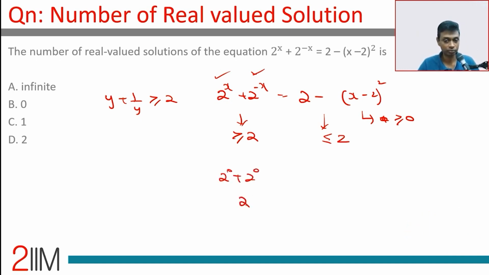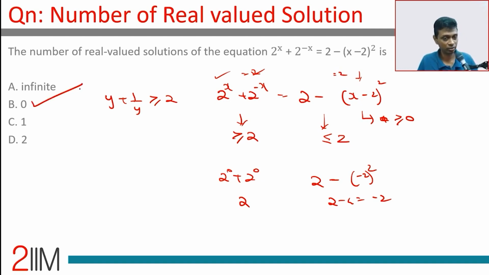This is 2. But if you put x equal to 2 here, we get 2 minus, x equal to 0 here. 2 minus 2 square. 2 minus 4 equal to minus 2. It doesn't work. This will go to 0 when x is 2. At that time, it is not 0. So there is no case where this is equal to 2 and this is equal to 2, or we'll have 0 real valued solutions to this.